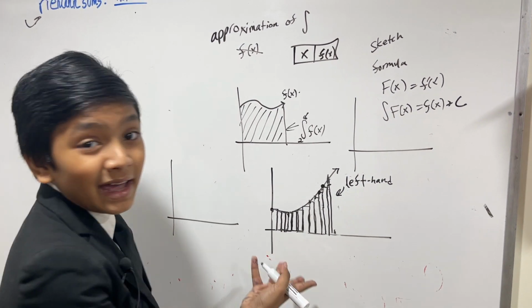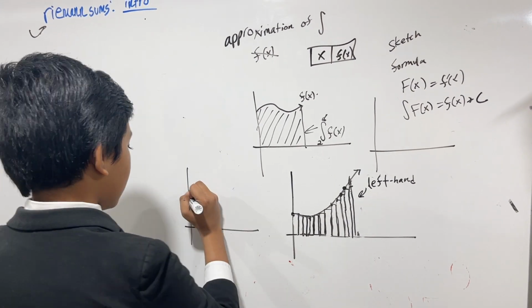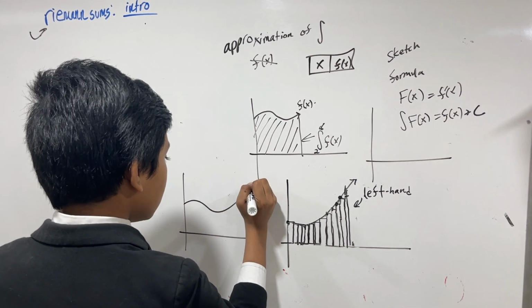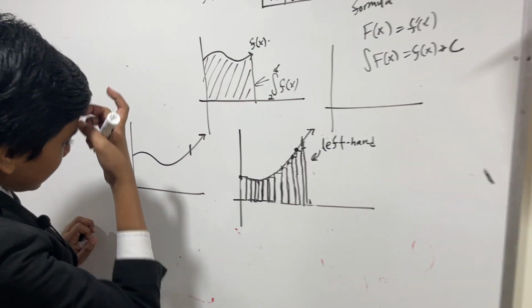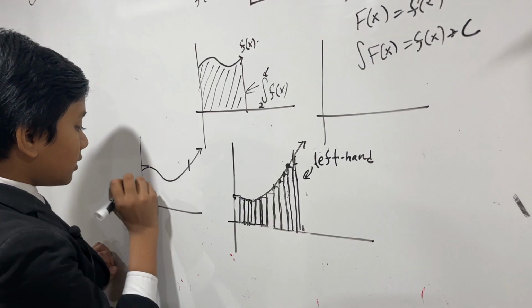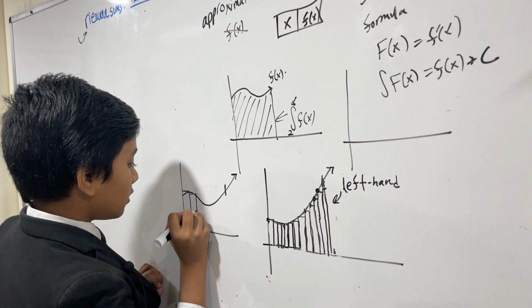Well, I'm not going to draw that many rectangles because I don't have the time for that. Instead, let's take this function, go until here, and the right-hand approximation is when the right vertex of the rectangle is placed on the curve.